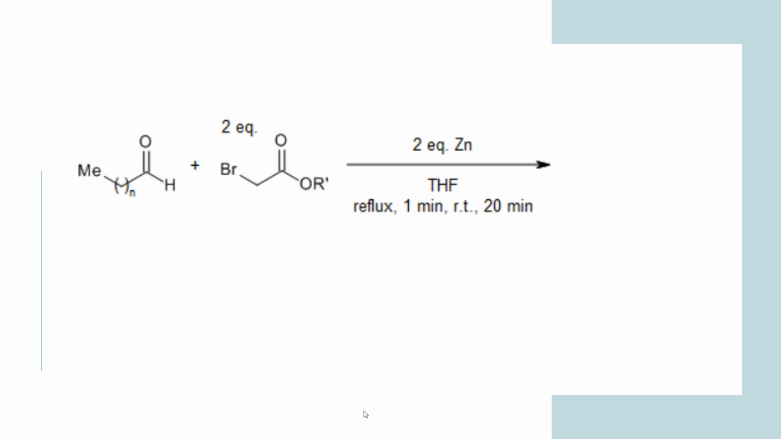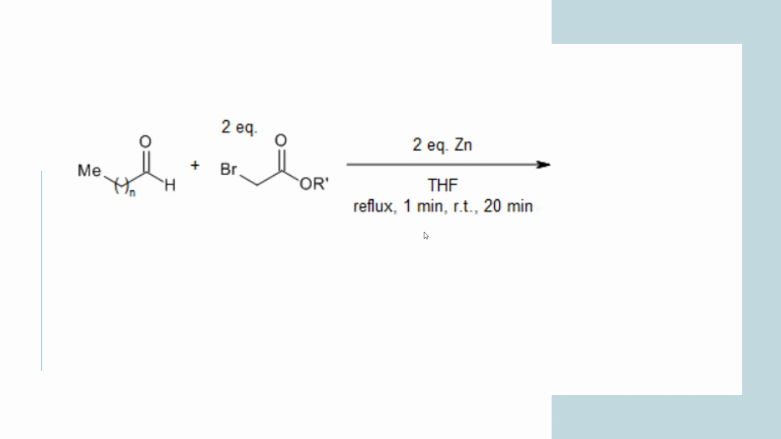So in this next question, we are treating this aldehyde with two equivalents of this alpha bromoester in presence of zinc in THF solvent. This question is actually from a research paper. We will just look at the mechanism and you will be easily able to tell what product we are going to get in this reaction.